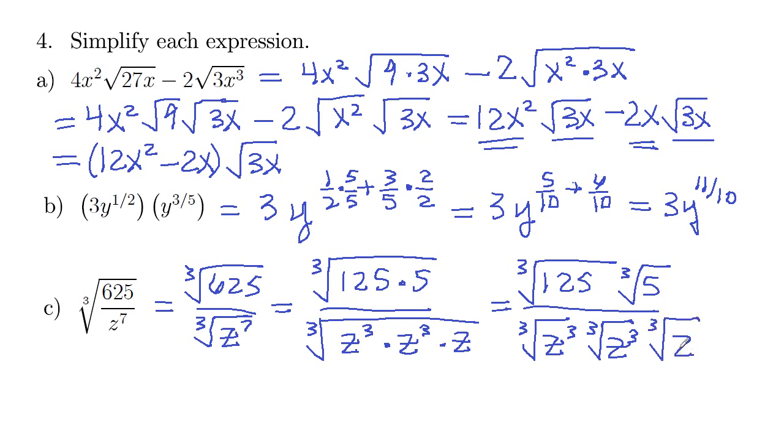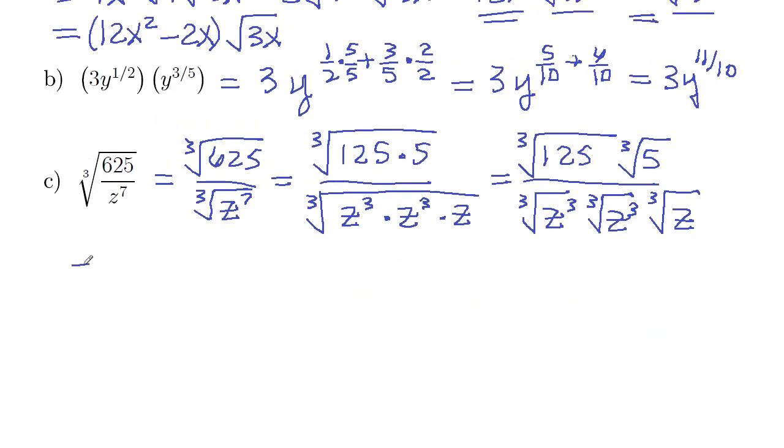So now a little bit of simplifying here. So cube root of 125, that is 5. 5 is the number you cube to get 125. Times cube root of 5 is left over. In the denominator, cube root of z cubed is z. Cube root of z cubed is z. The cube and the cube root undo each other. So there's 2 factors of z, so z squared. And then we've got a cube root of z left over. And that is an answer.